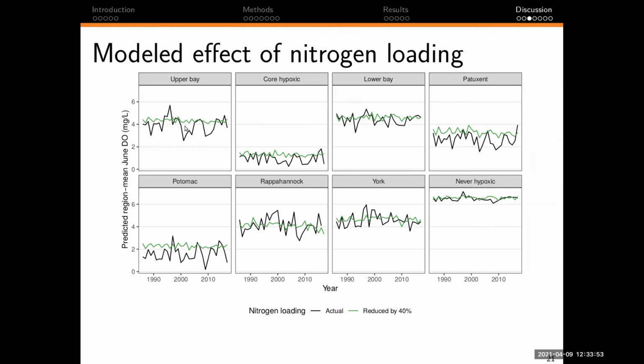So we do see in the upper bay in that core hypoxic region, as well as in some of the central tributaries like the Patuxent and the Potomac, that reducing the nitrogen loading going into the model does improve the oxygen. Although again, I really want to emphasize that this is just an extrapolation and not necessarily a great prediction.